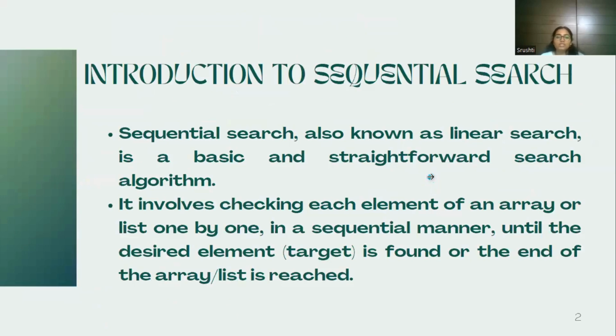Introduction to sequential search. Sequential search, also known as linear search, is a basic and straightforward search algorithm. It involves checking each element of an array or list one by one in a sequential manner until the desired element or the target is found or the end of the array or list is reached.